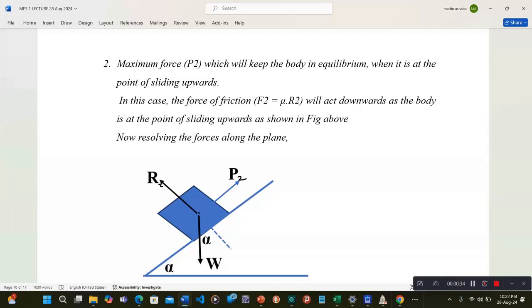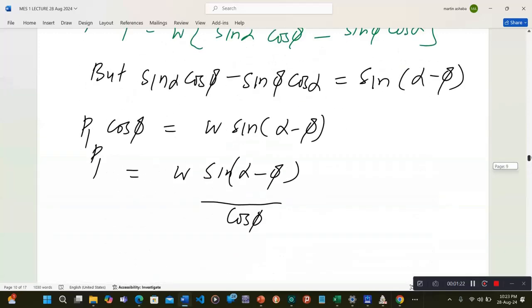We are saying in this case we have a body on an inclined plane with the angle alpha, and we need a force P2, which is a maximum force that will keep the body in equilibrium at a point when this body is just about to slide upwards. The other one was minimum because it was to prevent the body from sliding downwards, when the body is about to slide downwards. The minimum force required to keep it in equilibrium was P1, and we calculated that one, and that is the expression.